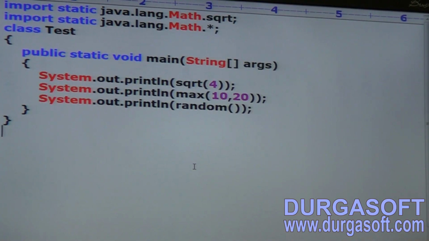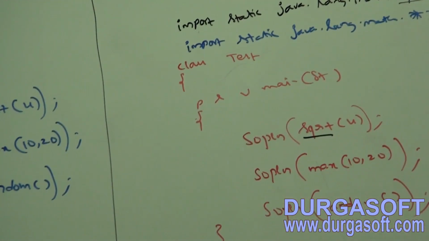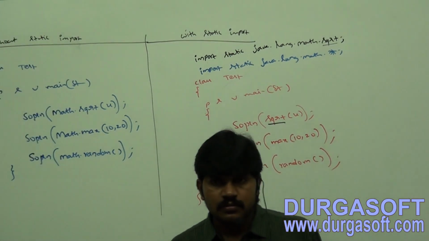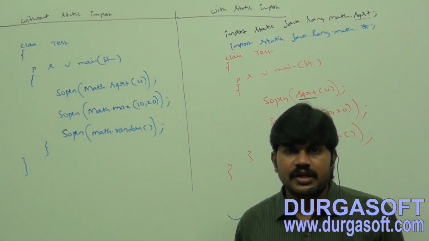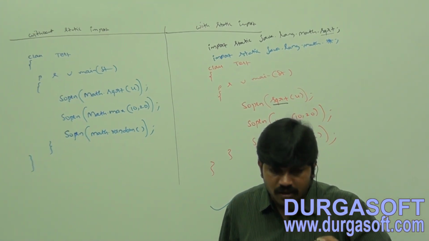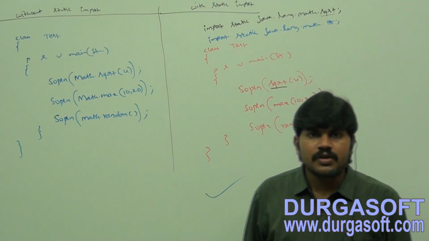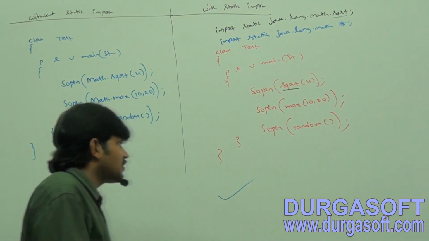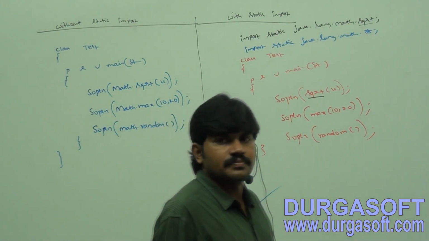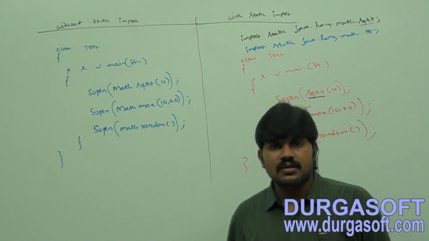Clear, right? Okay, the next step. Usually we can access static members by using the class name.